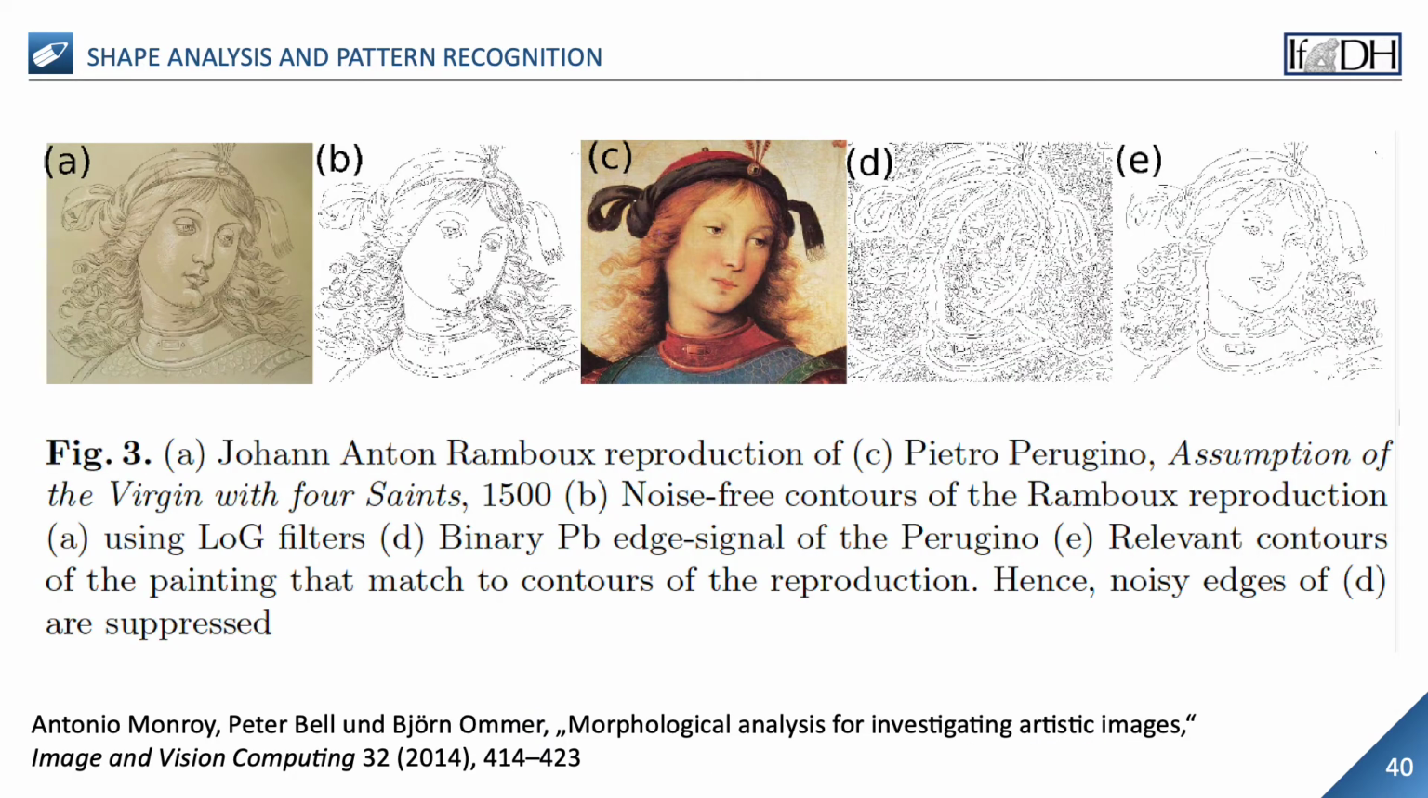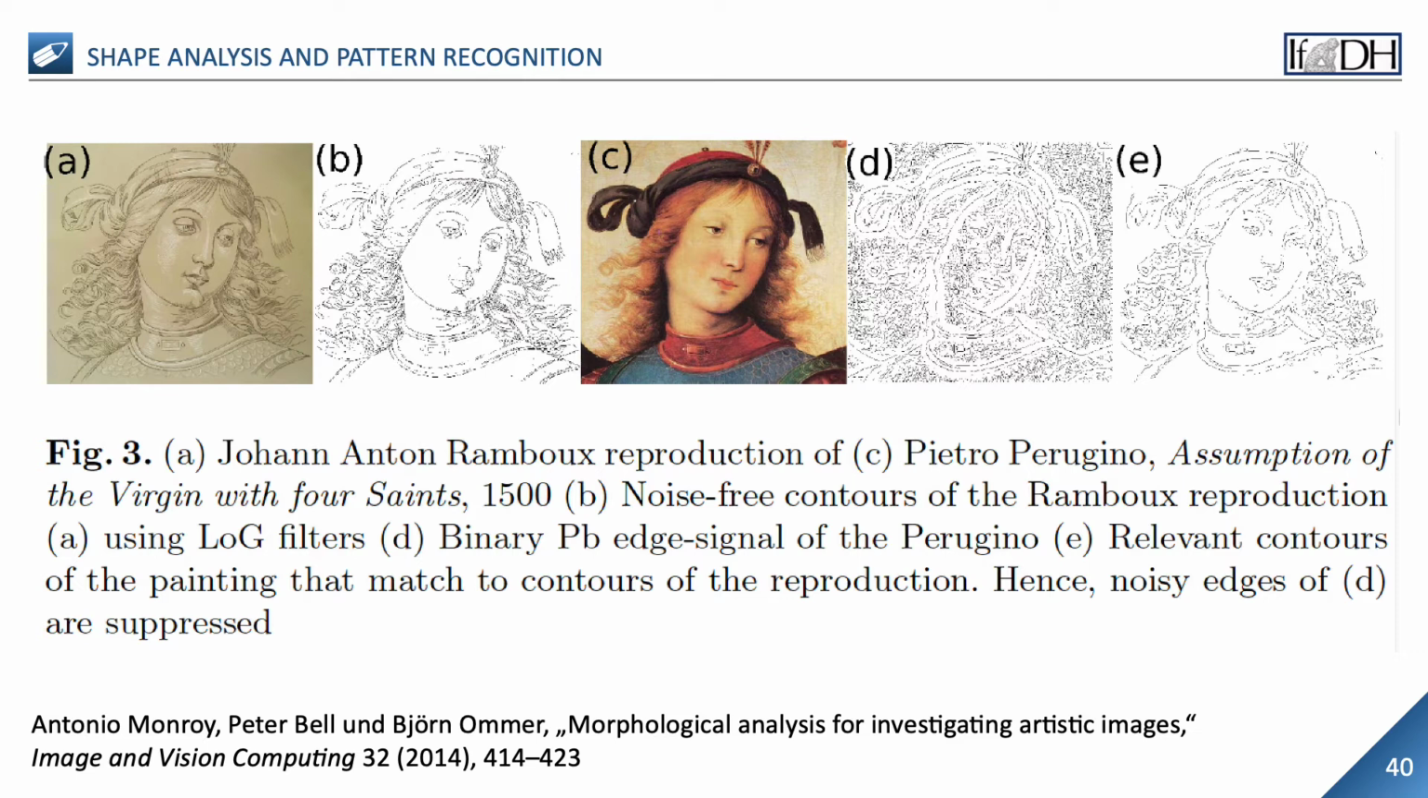A painterly design makes it difficult to automatically pick out the features that make up the painting from the contours. In the case of Perugino's painting, for example, which you see in figure C, an attempt at edge detection results in figure D, which is difficult to process further.